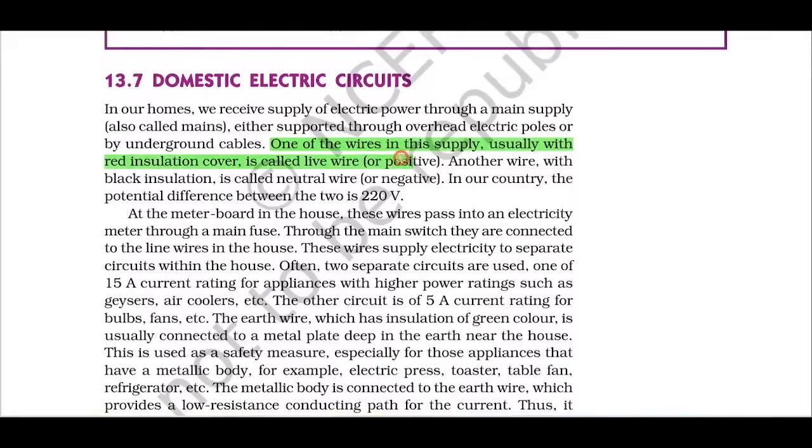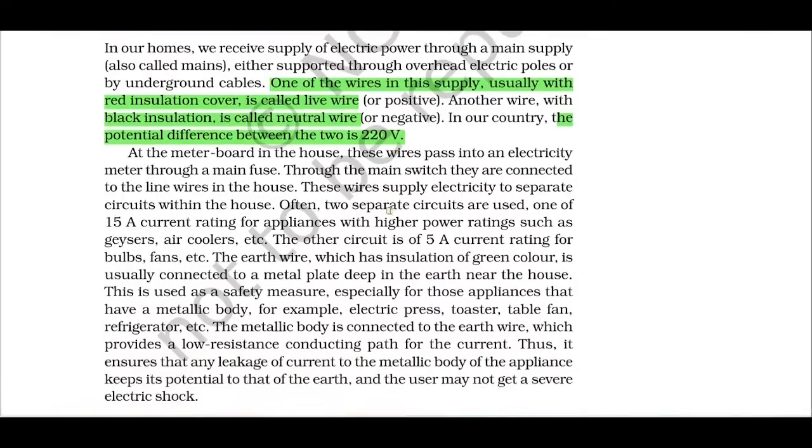One of the wires, usually with red insulation, is called the live wire or positive. The other wire with black insulation is called the neutral wire. The potential difference between the two is what? 220 volts. In India, it's usually 220 volts. Again, the function of fuse. Already we have studied it in the unit on electricity. It is very important. The function of fuse.